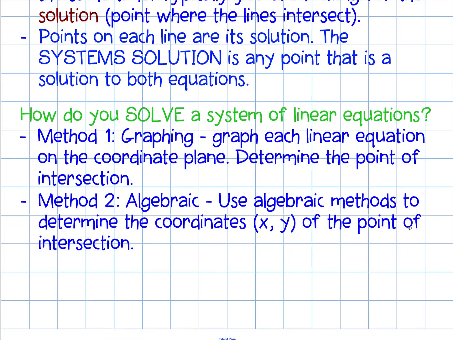So there's two methods for solving a system of linear equations that we are going to be using in 8th grade. One is the graphing method, which we're going to be working on in this lesson, where we graph each linear equation on the same coordinate plane, and then we determine the point of intersection, which we know is our solution. Okay, so the solution is going to be the ordered pair x, y. The second method that we're going to be looking at later on is an algebraic method. So we're going to look at solving a system of linear equations algebraically to determine the coordinates, what is x, and then what is y.